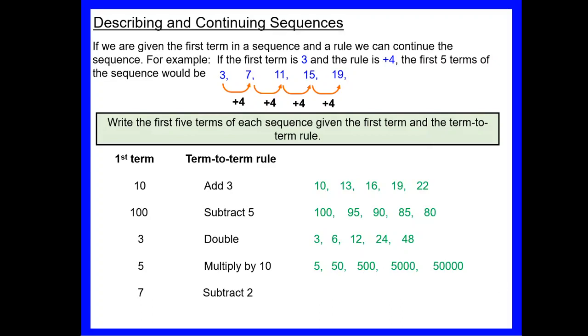And finally then we're starting on 7 and we're subtracting 2. So 7, 5, 3, 1 and minus 1. So once we get past 0, we go into our negative numbers. So don't think that the sequence stops just because we get to 0. We have to carry on into our negative numbers. Make sure you're happy with those before you move on.